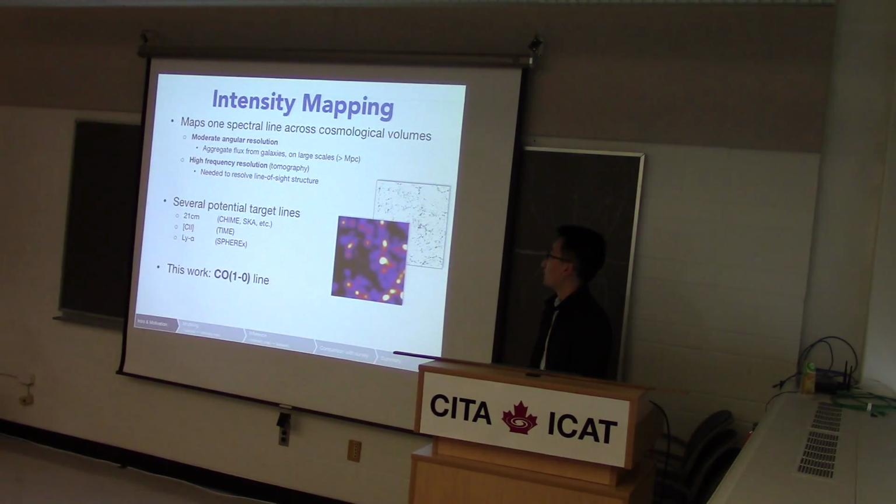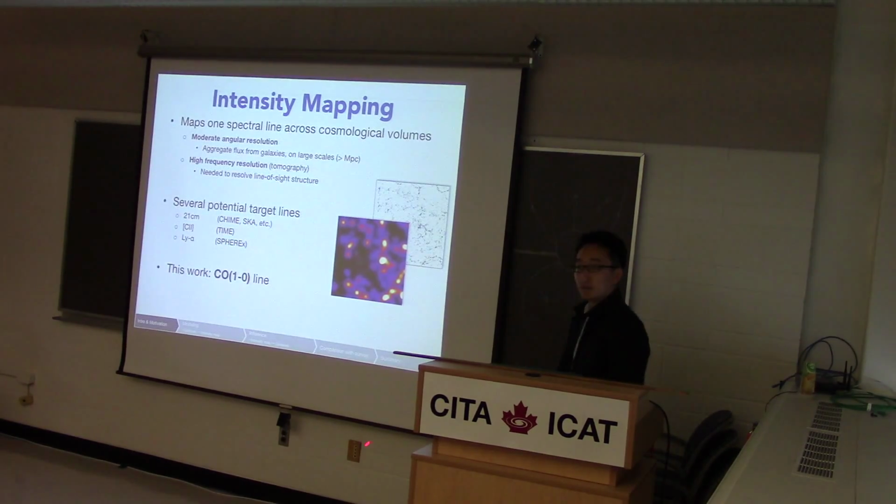OK, so I should say a bit about what intensity mapping is. I imagine it needs a little bit less introduction here, since there's work on CHIME going on here. But what intensity mapping is, in a sentence, is you focus on a single spectral line, and you map it out across cosmological volumes. And so to do this, you have an additional trade-off to make. What you do is you fuzz out your resolution a little bit. So you have moderate angular resolution. And so you're aggregating flux from multiple galaxies on larger scales, where larger here is on the order of co-moving megaparsecs or more. But you have higher frequency resolution. So essentially, you get to do tomography along the line of sight.